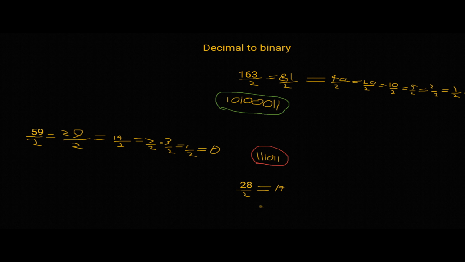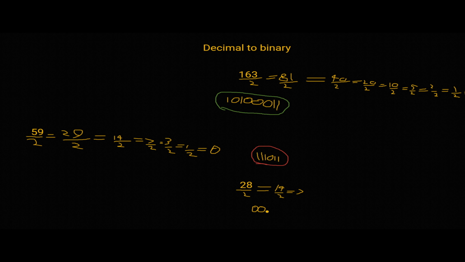So our number will start with a 0. And 14 divided by 2 equals 7, so no remainder. So we have a 0. You'll notice that the only even number that we've done here, we've done 163, 59, 28. We also did, I think it was 1863 for the primary example. The only even one out of these, the first digit, the rightmost digit is a 0.